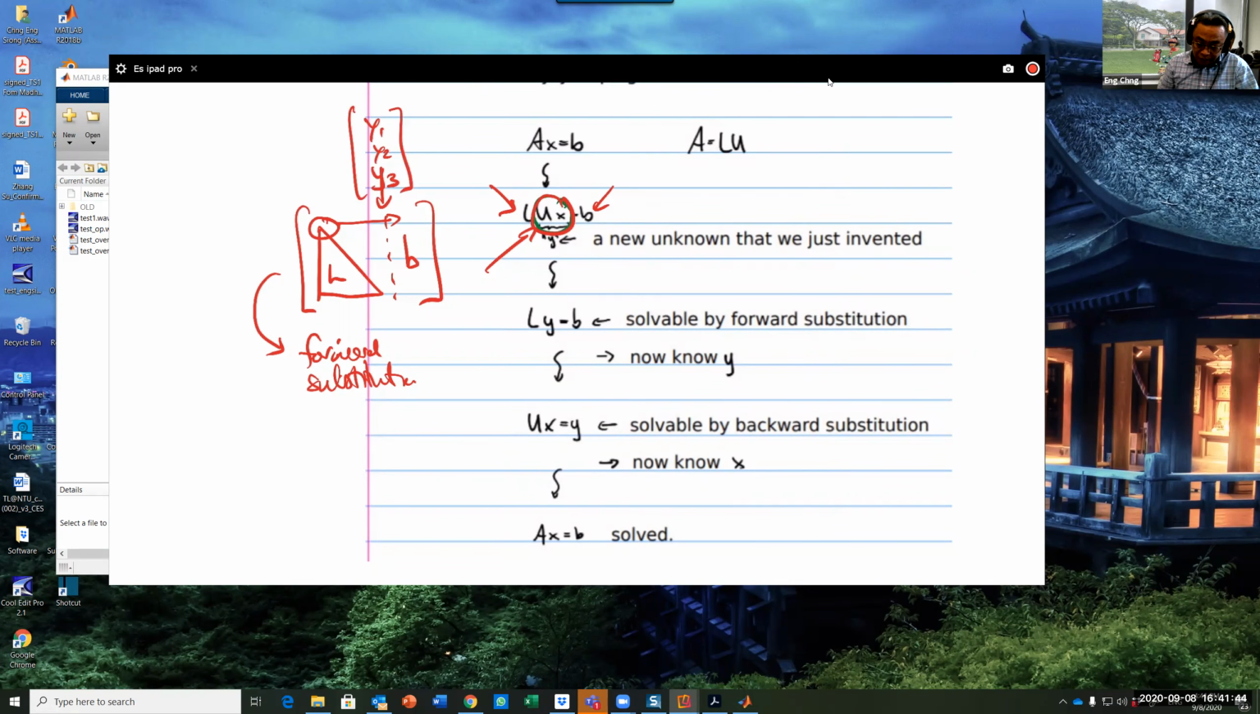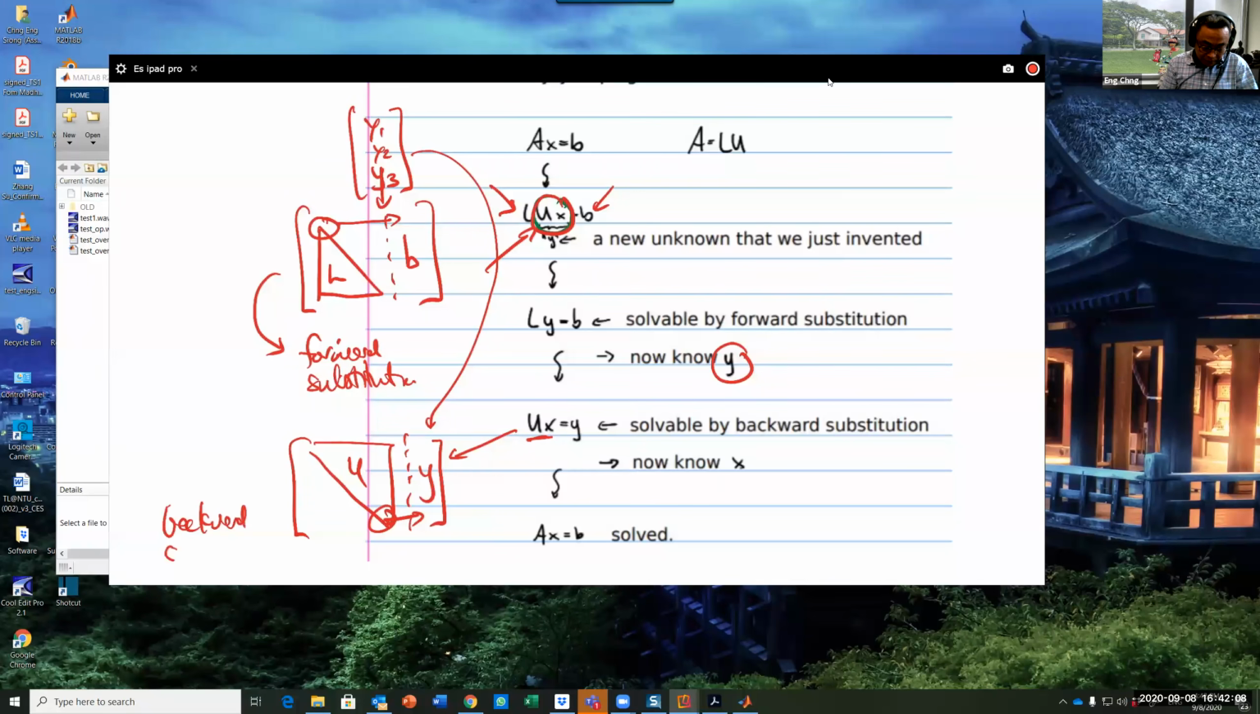Now, once we have solved for y, then we can solve for UX equals y. And what is U? U is the upper triangle, and this is our y. So once we have solved for y, we put it here, and now this is our U. And this is very easy because now this is back substitution, backward, because we start from the bottom, compared to the top, which is forward substitution. And then, of course, in the backward substitution, we have finished solving for x, and we are solved.